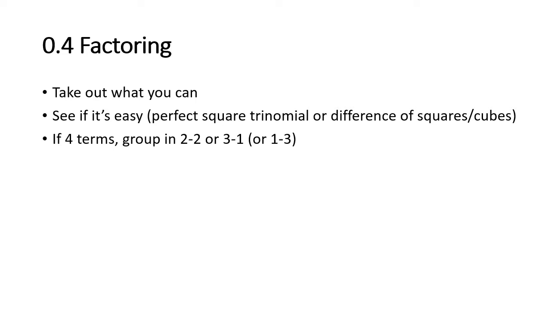If you have a really strange looking problem, you can group the terms into 2 and 2, and that might help you. Or you can group them 3 and 1 or 1 and 3, and that will illuminate the way forward, because you might have, for example, a perfect square trinomial and a perfect square, and you're subtracting those two things and you end up with a difference of squares. So let's dive into some examples here.